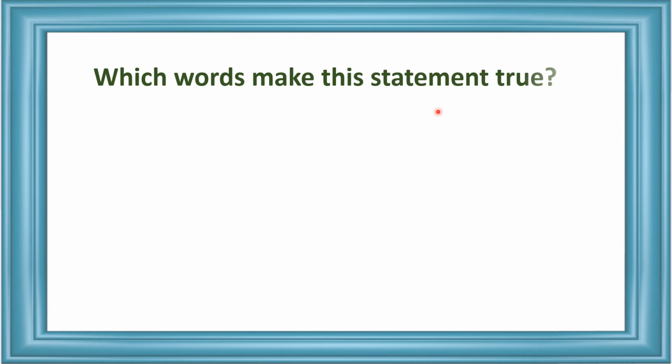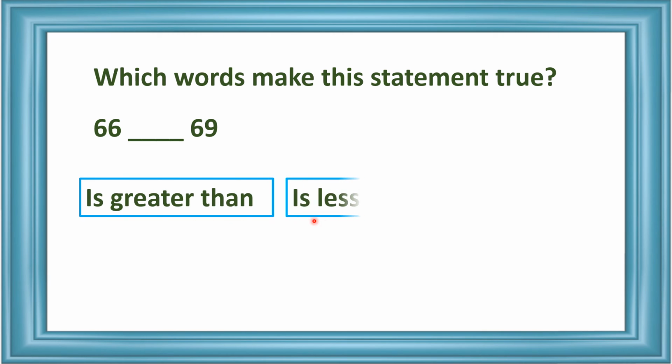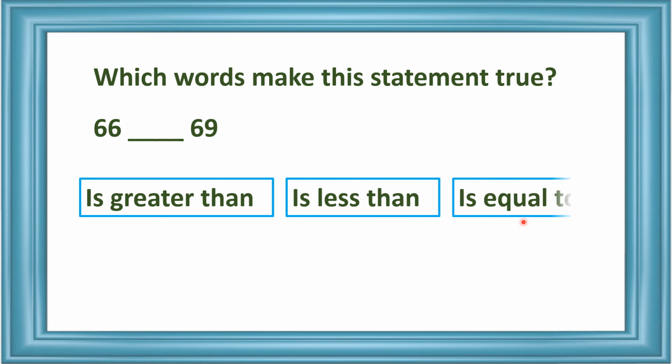Here, which words make this statement true? Some statements are given here and options are there. You have to choose the correct option. See, this is the first one, 66 dash 69. Options are is greater than, is less than, is equal to. Which one is the right one? 66 is greater than 69, or 66 is less than 69, or 66 is equal to 69. One option is right.